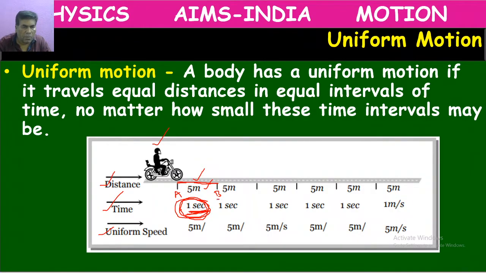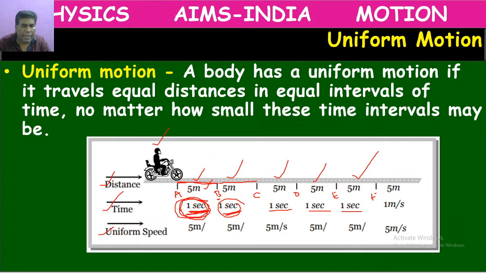Again, suppose B is the starting point and this is C. From B to C, what is the distance? 5 meters. In how much time interval? Again 1 second. Then C to D, 1 second time interval, it has traveled 5 meters. Again D to E, 1 second, 5 meters. Again E to F, 1 second, 5 meters.